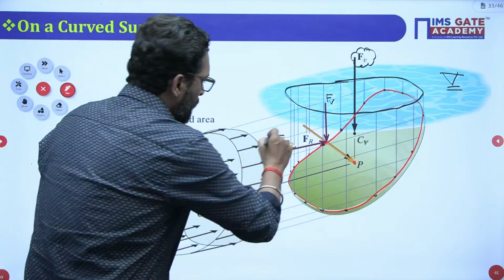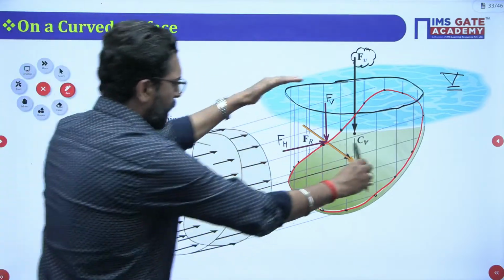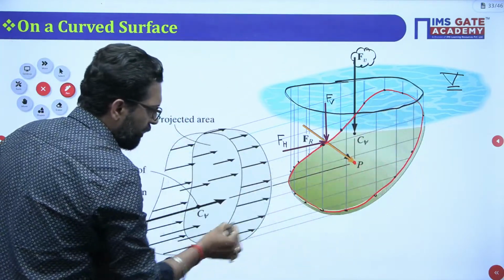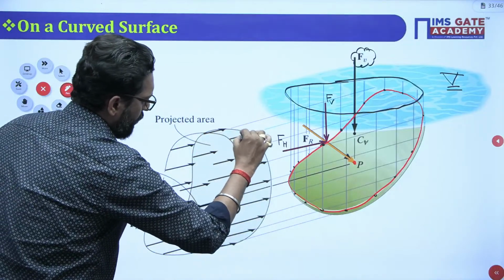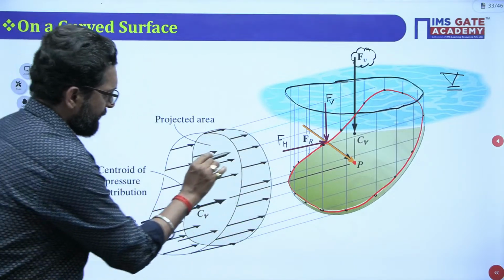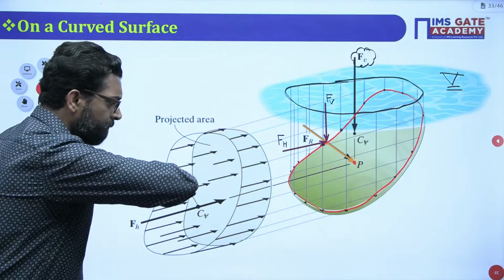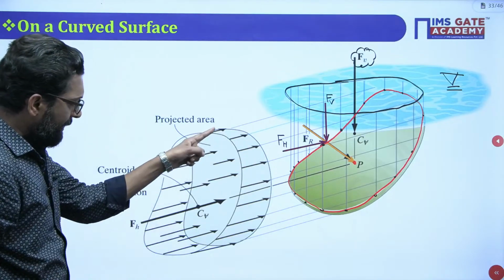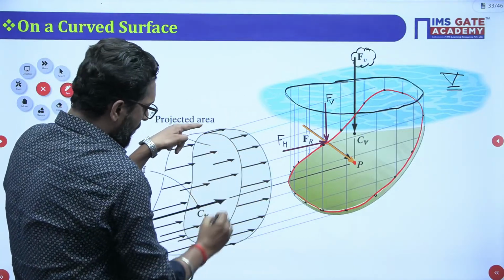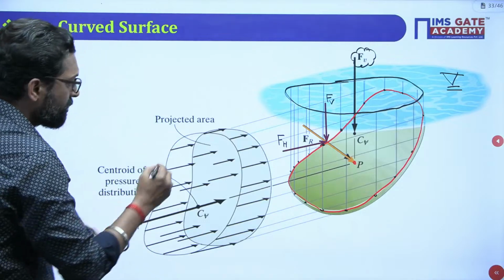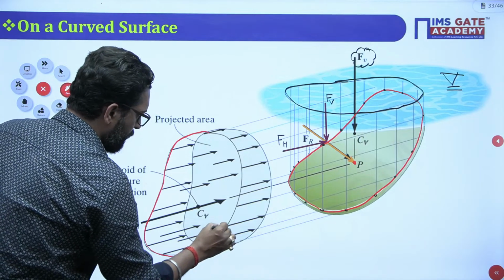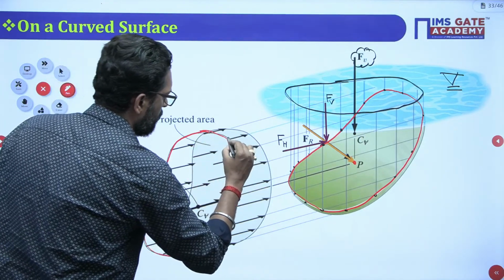Now if you calculate the horizontal force, you take a vertical projection at each and every point. So this is your vertical projection. At each and every point there is a fluid and there is a pressure distribution. Why? Because with a vertical projection, at this point a low pressure is there, and at this point a high pressure is there. So there must be a pressure distribution. This is your pressure distribution on the surface.